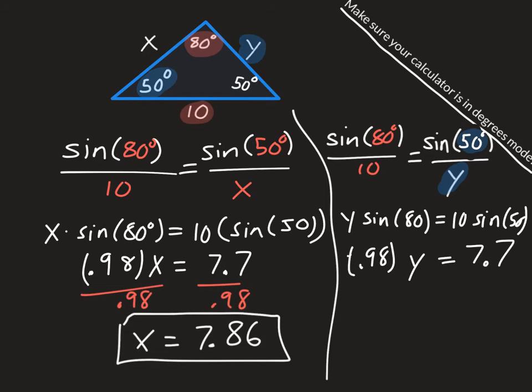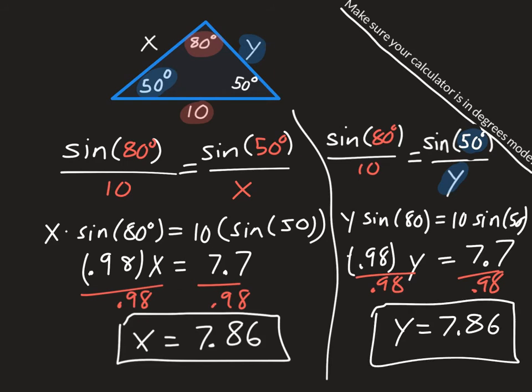And this just so happens to be identical to the other one. So I guess these two sides are going to end up being the same. So I'm going to divide by 0.98, divide by 0.98. And again, this is looking super familiar. So I'm going to get out 7.86. So this happens to be an isosceles triangle where the x and the y turned out to be the same. And again, that's because my base angles of 50 and 50 happen to be the same as well.